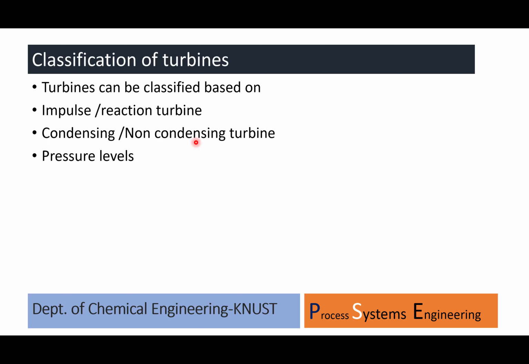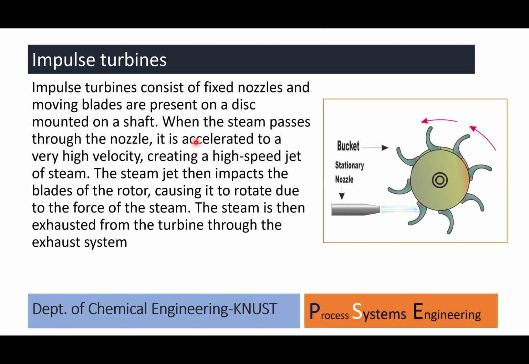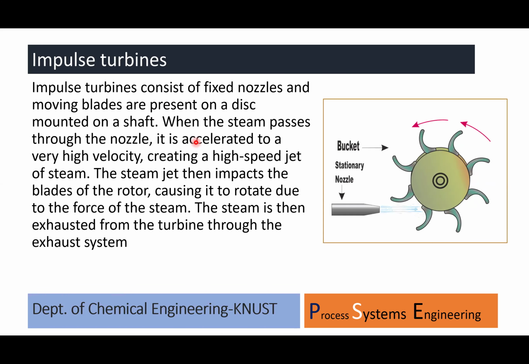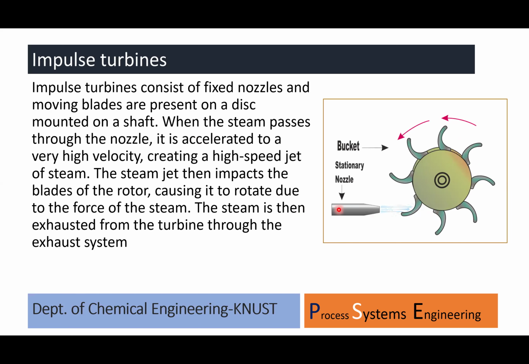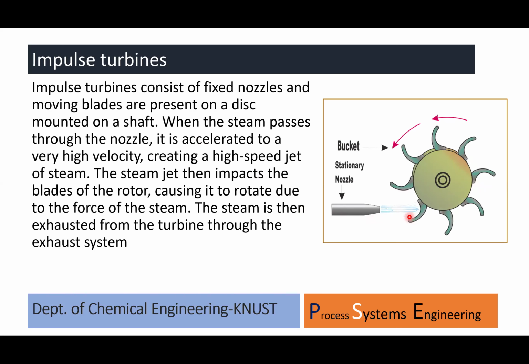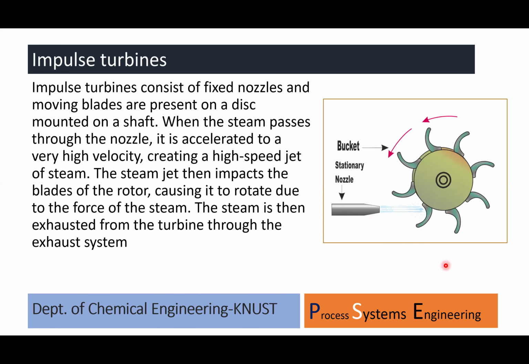For the turbines, you can have different kinds of turbines based on their mode of operation. So we can have an impulse or a reaction turbine, a condensing or a non-condensing turbine, and then we have pressure level turbines. So this is how the impulse turbine looks like. We just see that it's going to shoot a jet of fluid. It could be steam, could be water, and it's just going to cause the blades to rotate, right?